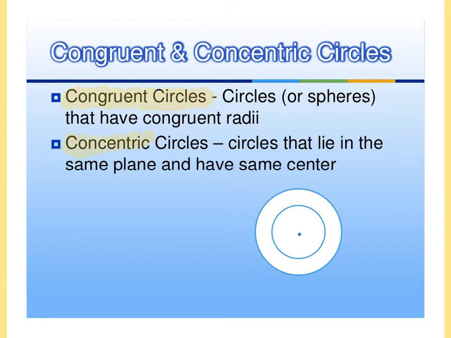Concentric circles are circles that lie in the same plane and have the same center. So the picture that's here, these are concentric circles. It's almost like a bullseye or a dartboard where you see the rings moving out. They both have the same center and they overlap, but they're not necessarily the same size.